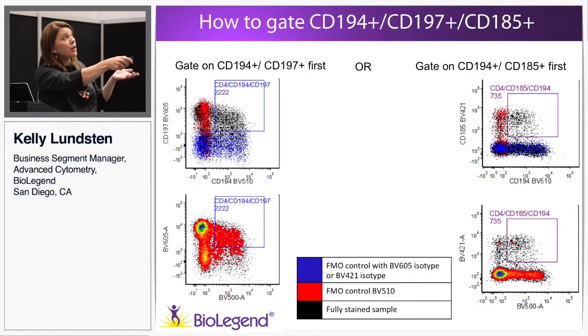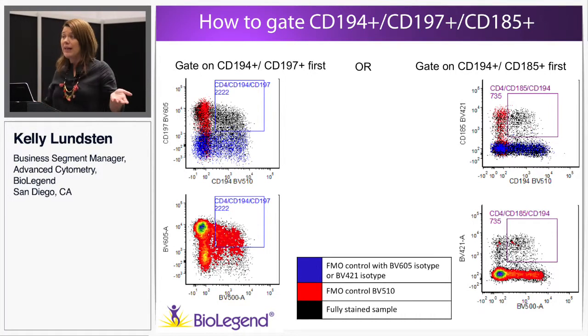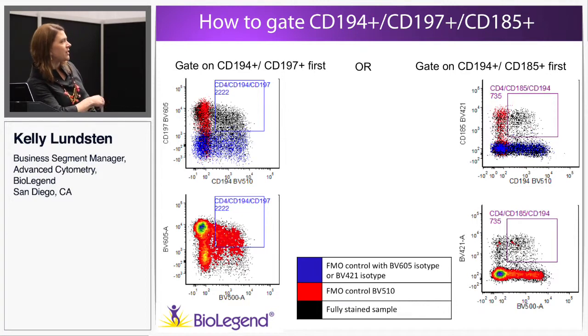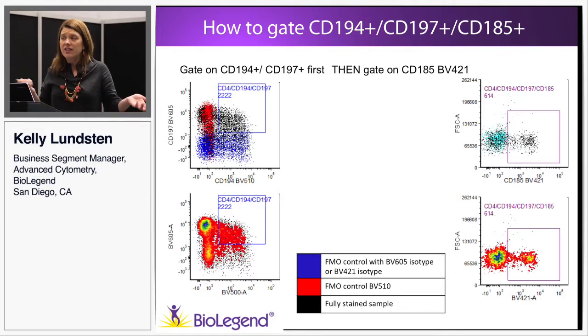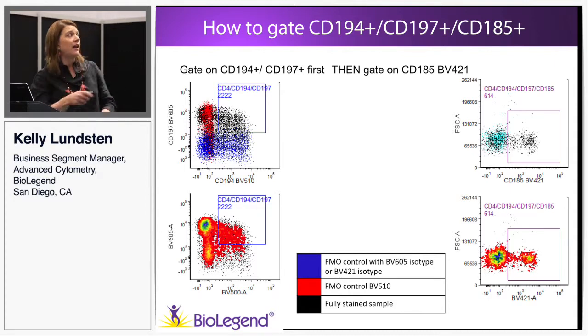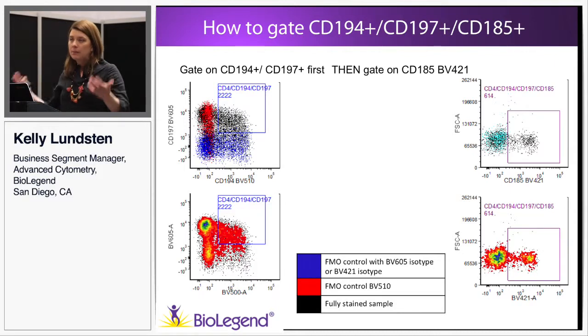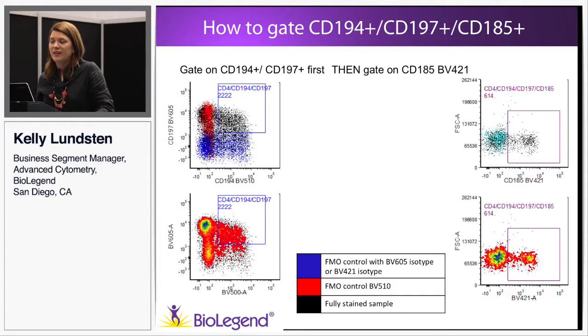Or I could have chosen to start with CD194 and CD198. It doesn't matter. I'm looking at triple positives. I can start with any two of the three in this combination. I should always finish with the same number, no matter how I approached it, right? So in this instance, if I had started with 197 and 194, then I would have plotted it against the 185. Just against scatter would have been fine, because I'm only looking at what's singly positive here. And this I can call positive for all three chemokine receptors.